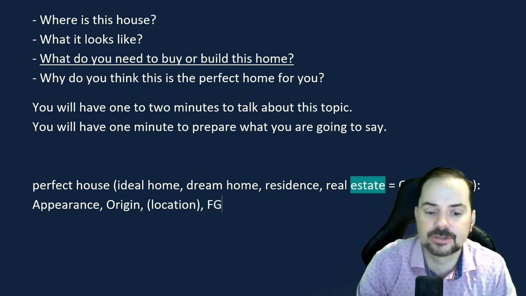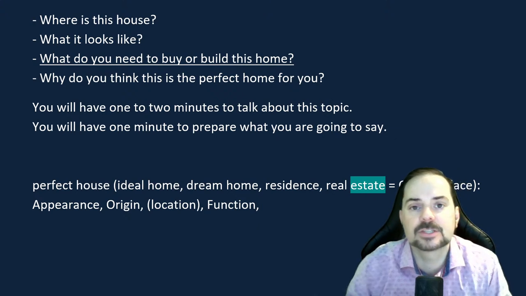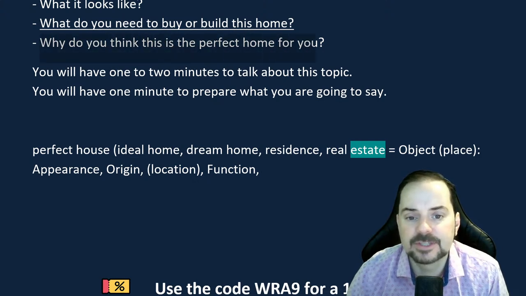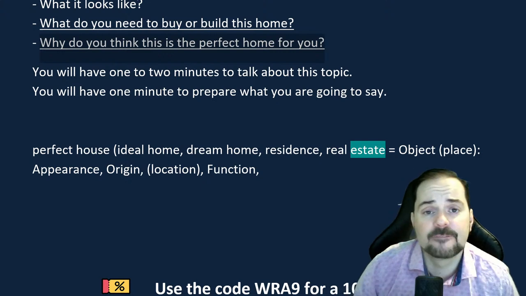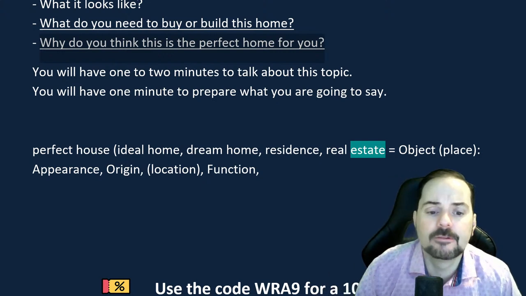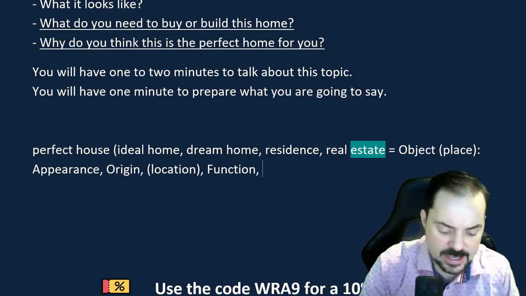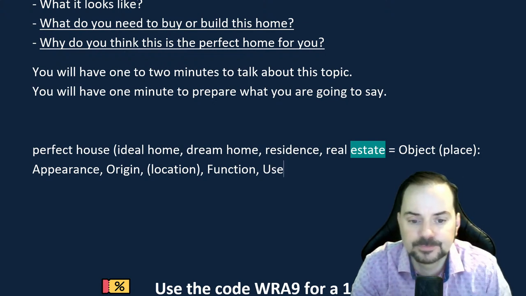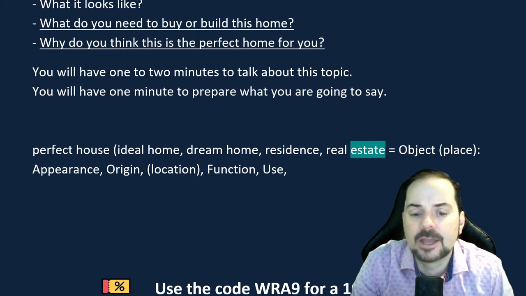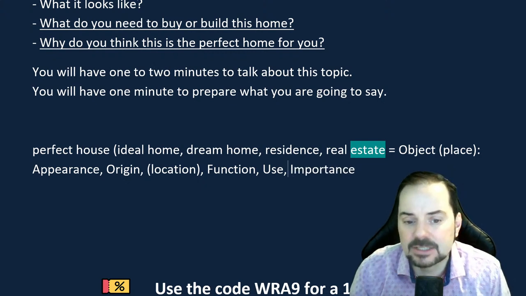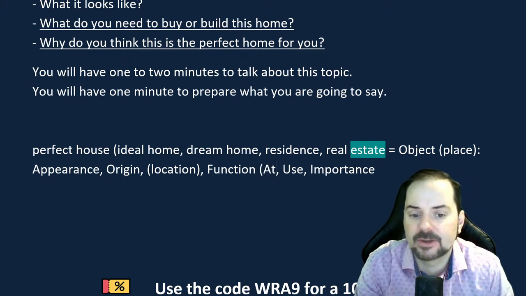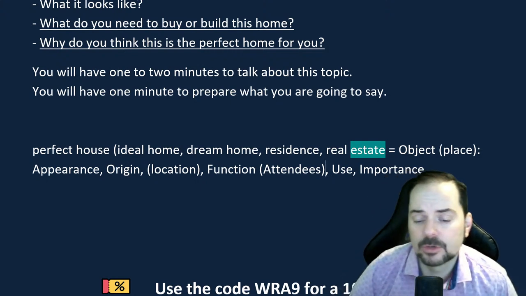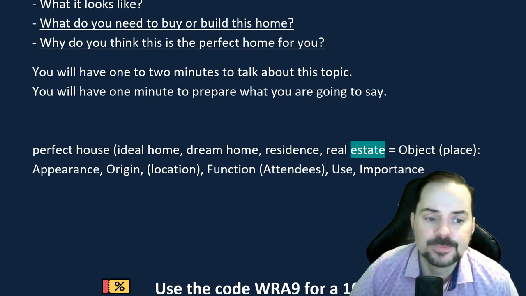And then what else? Fuang, very good, the function, right? So what purpose does this home serve? And this is where you get into this question: why do you think this is the perfect home for you? So that would be related to the function of the home. What do you use it for, right? Function. And then use, so how you use it, right? How do you use this home, right? And the importance. Now, mixing in the place, you would probably also have the attendees here, right? So who would be in this home? Who would come to this home? Okay, who would go to this home, all right?